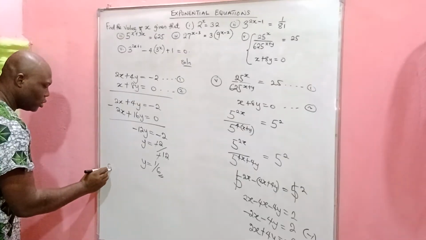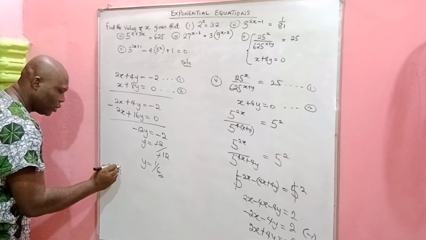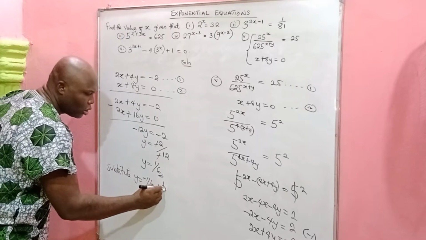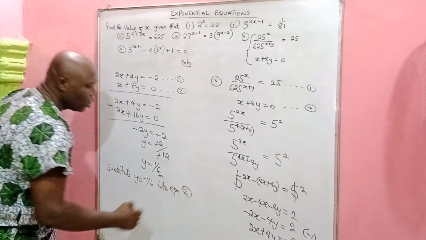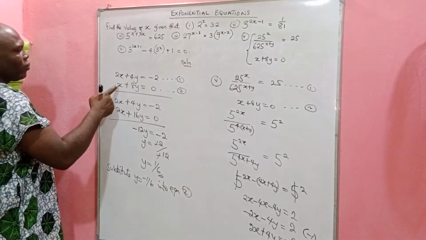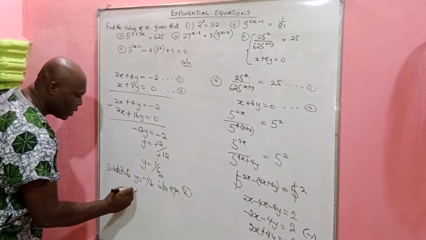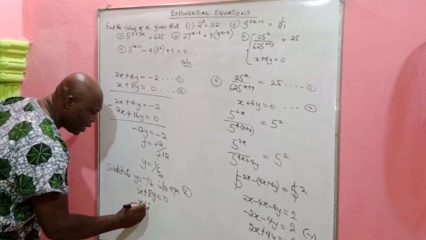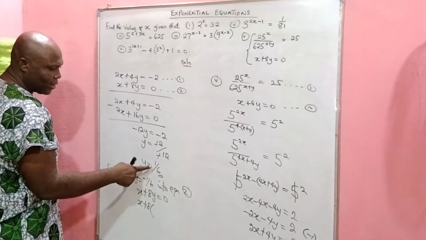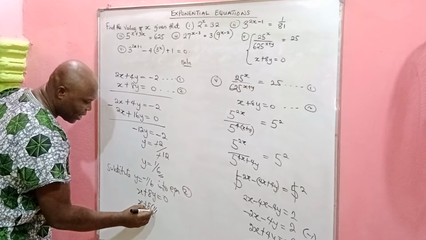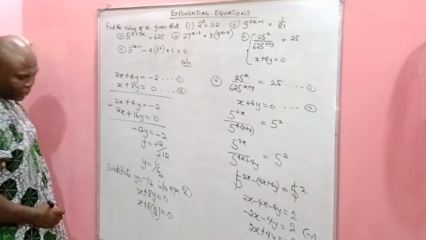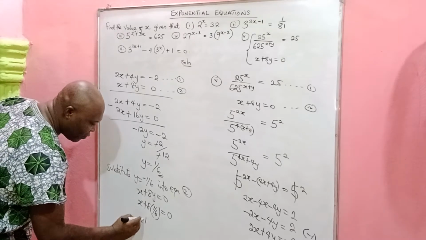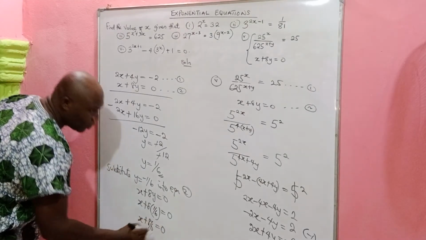So I substitute y is equals to 1 over 6 into equation 2. In our equation 2, we have that x plus 8y is 0. x plus 8 into y, which has been calculated as 1 over 6, is equals to 0. So at this point, 8 times 1 is 8 over 6 is equals to 0.